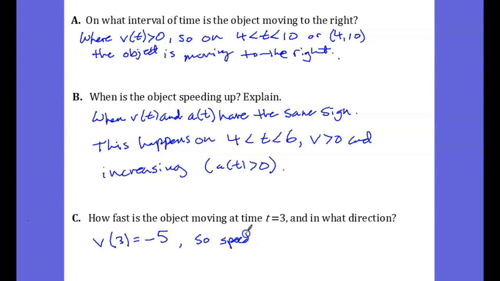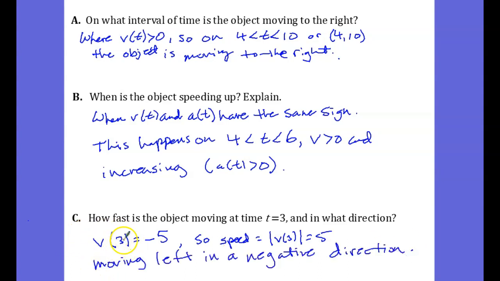So the speed is going to be the absolute value of the velocity at 3 seconds, which is just equal to 5. And they didn't give us any units here, but it would be distance over time. And since the velocity was negative, that means that it's going to be moving left in a negative direction. So by reducing velocity down to here's the speed and here's the direction, it forces us to decode the meaning of this integer.